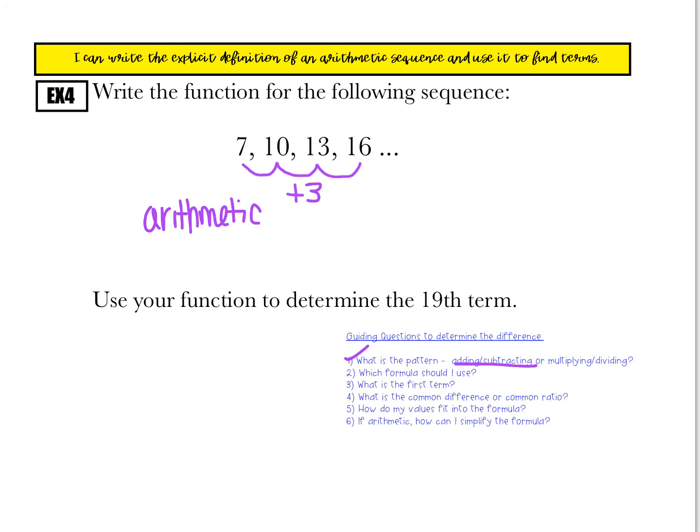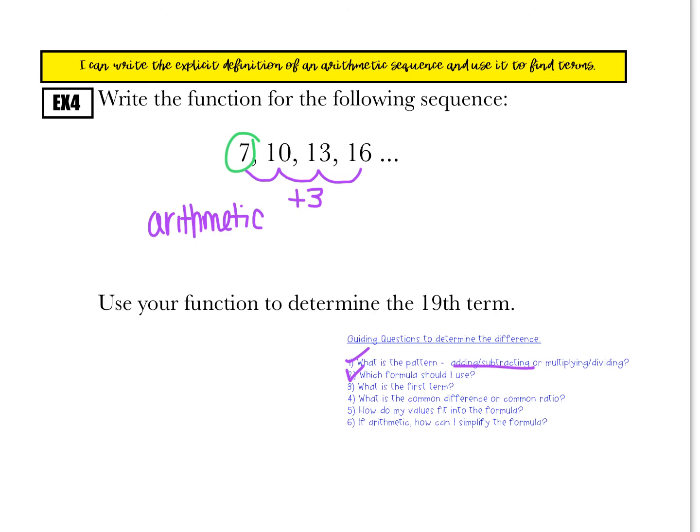So we are going to write both formulas for arithmetic. So we're going to do the recursive and we're going to do the explicit. So first of all, what is the first term? So 7 is my a sub 1. It's my first term. My common difference is 3. I'm adding 3. And so how do my values fit into the formula?